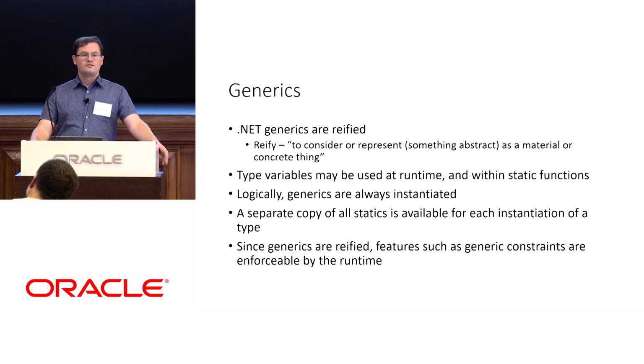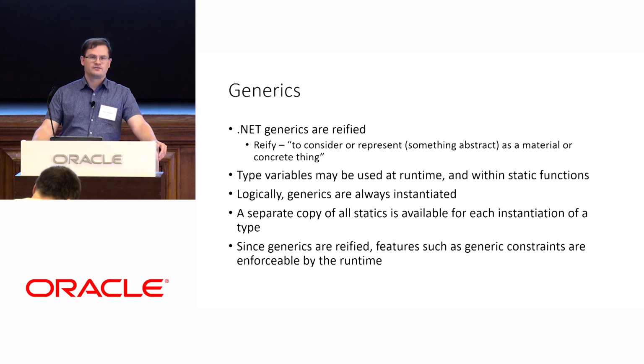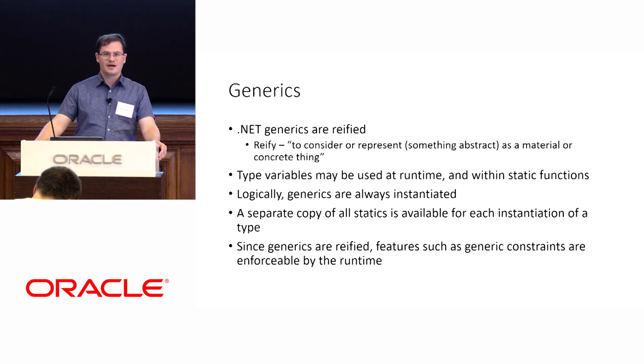So I've talked a lot about value types and how they impact our system. But now I'd like to talk a little bit about generics. To begin, in .NET, generics are a runtime concept as well as a language concept. We call these reified generics, and they're always reified. And this has lots of consequences for the runtime and for the semantics of languages that build on this runtime.